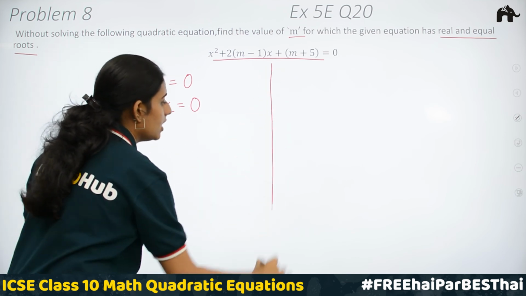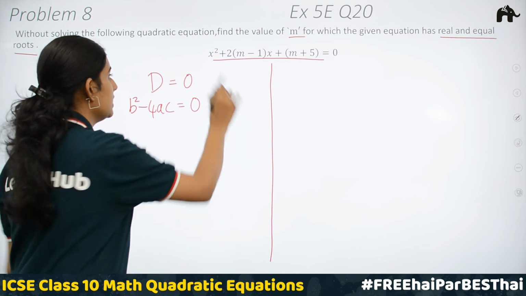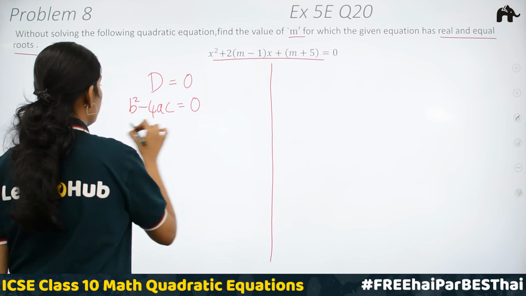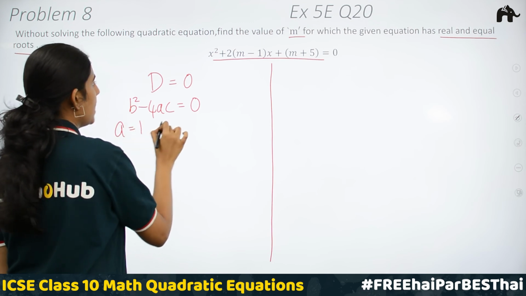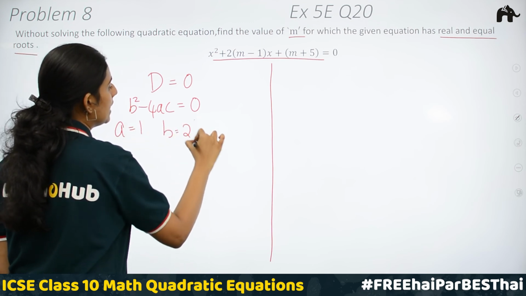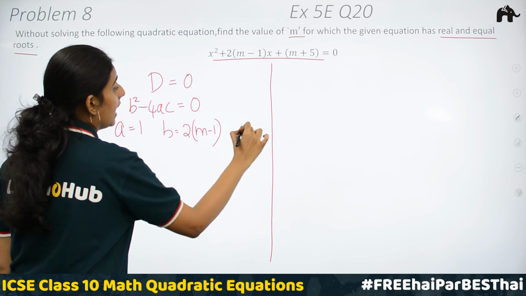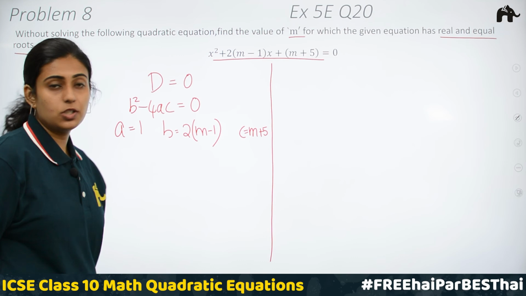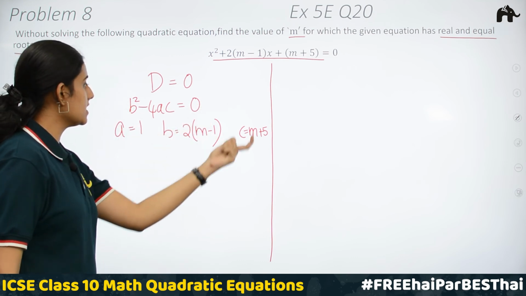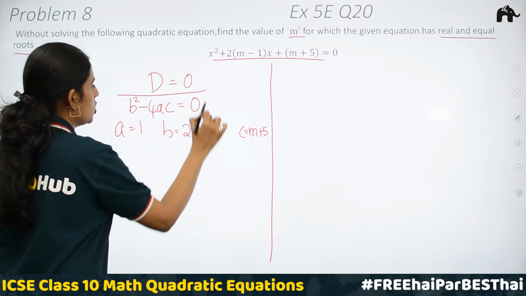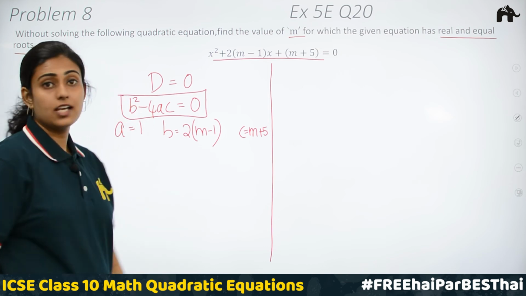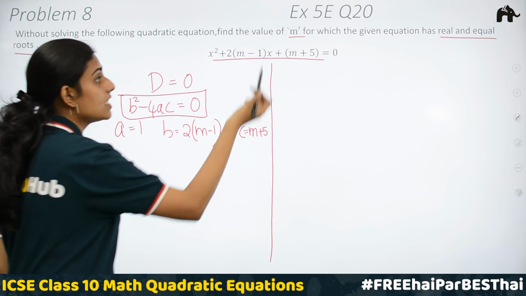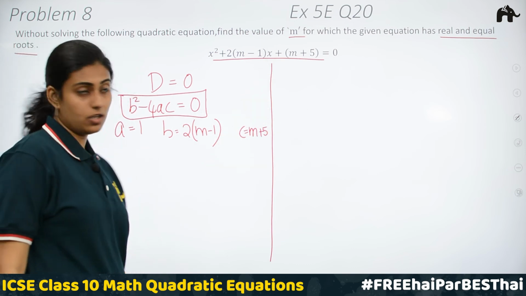Now, what are the values of a, b and c? Check this equation, compare it with the standard form of quadratic equation. We have a is equal to 1, b is equal to 2 into m minus 1 and c is equal to m plus 5. Okay, substitute a, b and c in this equation, which is the equation for discriminant in case we get real and equal roots.